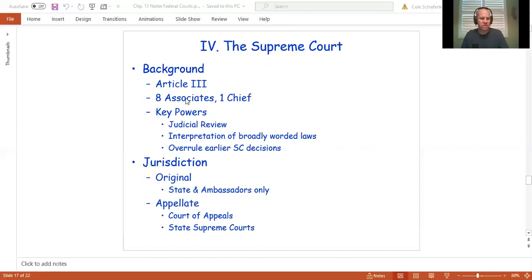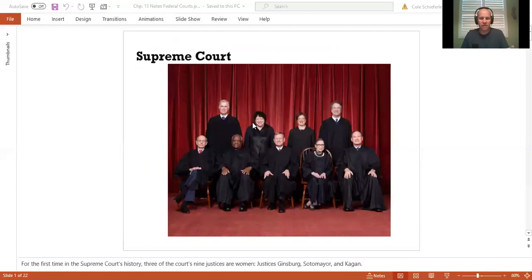And so that's why it's the shortest article. So 8 associate justices, 1 chief justice, all appointed by the president, all approved by the Senate, and all serve as long as they're on good behavior. The chief justice is not the longest serving justice. When the chief justice resigns, or passes away, the president gets to appoint a new chief justice. Our current chief justice, let me come back up here to this picture, is this man right here, John Roberts, who was appointed by President Bush.